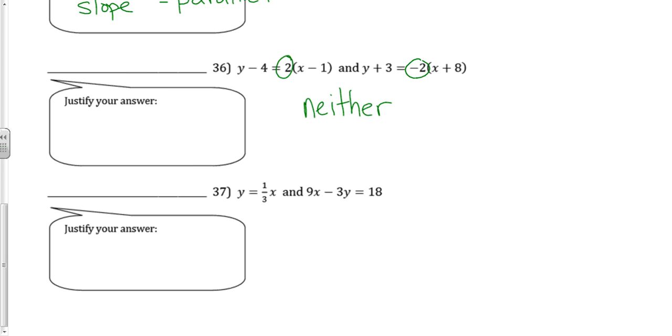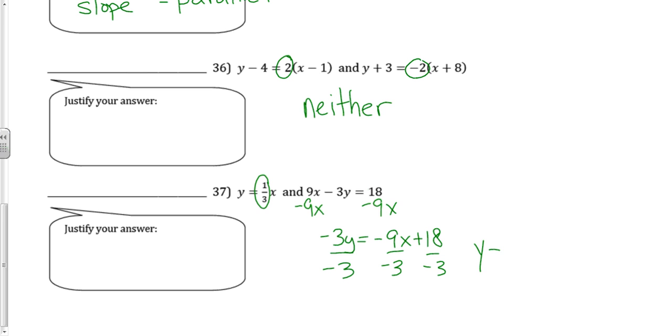Here, number 37, I know the slope of the first line is 1/3, but I don't know the slope of the second. So I need to convert it to slope-intercept form. And in doing so, I get the equation y equals 3x minus 6. So I've got a slope of 3 and a slope of 1/3. They are reciprocals, however, they are the same sign. So, once again, these would be neither.